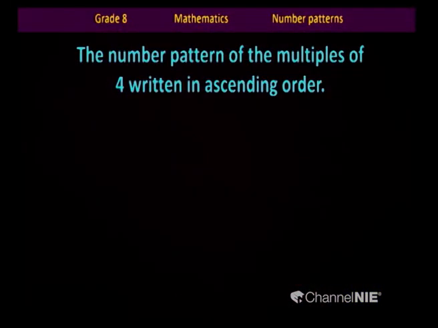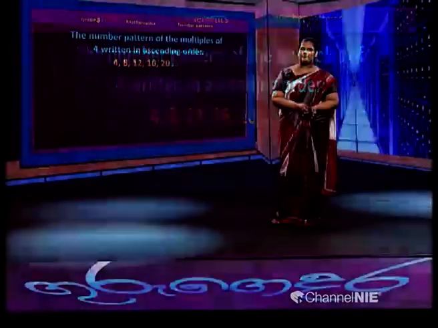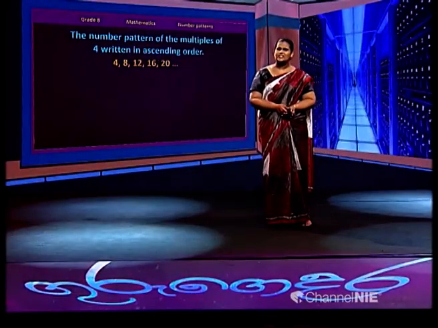Now, have a look at this number pattern. Here, I have mentioned the number pattern of the multiples of 4 written in ascending order. So, what should be written there? What are the terms? 4, 8, 12, 16, 20, and we can write so many terms there because there is no end point specifically given. Isn't that so?